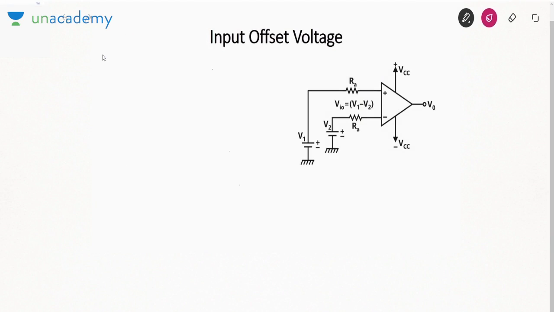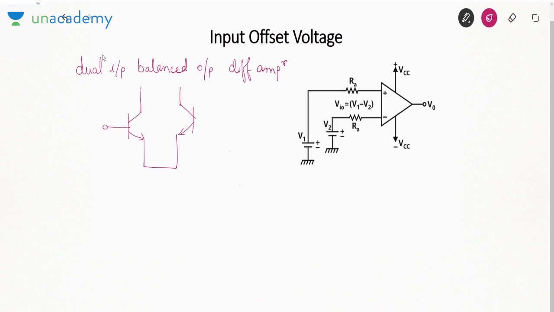Now see, what I told you about construction of Opamp, that there are 4 stages. The first stage, which is called the input stage, what was that stage? The first stage was a dual input, balanced output, differential amplifier. I also told you about its construction. In balanced output, how do we construct? This is the first input, this is the second input, and this is the output.